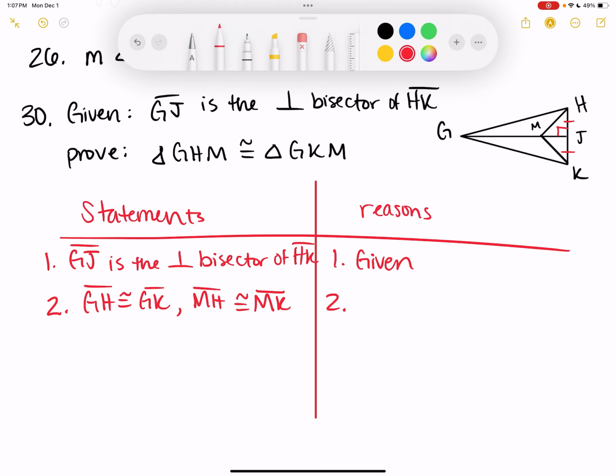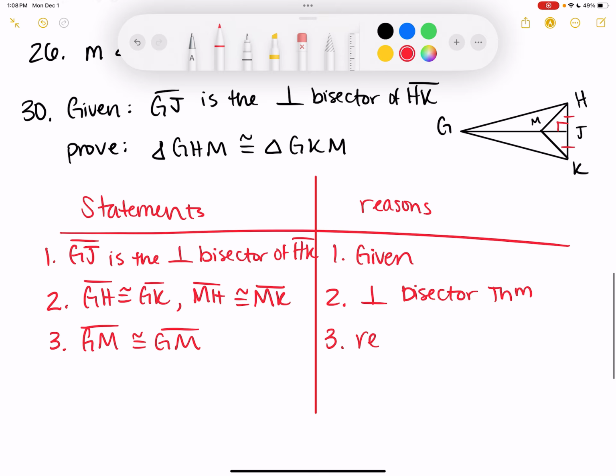Why? You may not know exactly what it's called, but yep, the perpendicular bisector theorem. Obviously, that's why you have your theorem and postulate book. But for right now, we're just getting used to it. All right, and then somebody said that GM was congruent to GM. Oh shoot, I forgot to write. What's the reason for that? Reflexive. Yep, reflexive. She was asking. That's the reason I forgot to write.